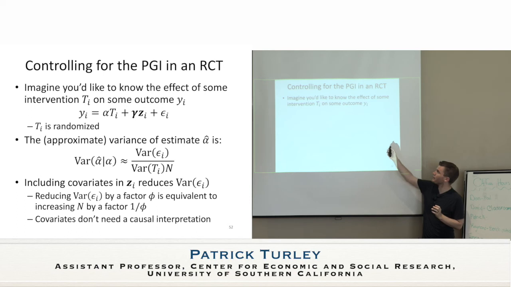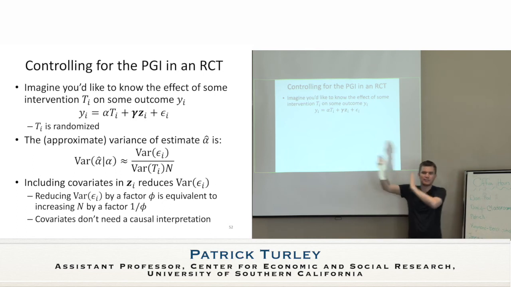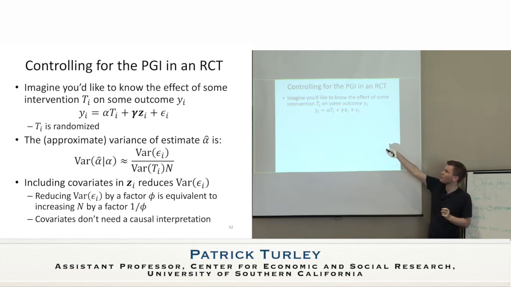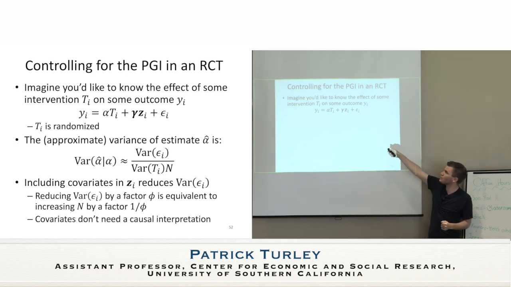Imagine that we want to know the effect of some intervention, T, some treatment, on some outcome Y. Here's the model I have in mind. We have our outcome Y. The treatment has an effect alpha on the outcome. And then we generally have a bunch of covariates. If it's a randomized trial, then T is independent of everything because we've randomly assigned T to everyone. That also means that when we throw in covariates, we're not doing it to eliminate bias. We're already unbiased because of the randomization. But what these covariates do is absorb some of the residual variation.